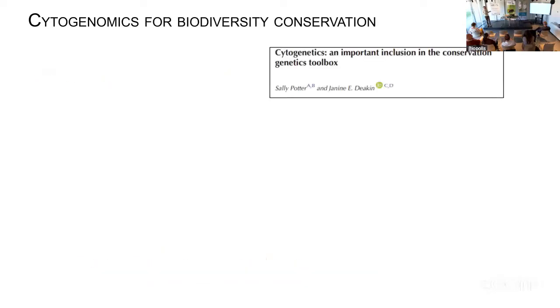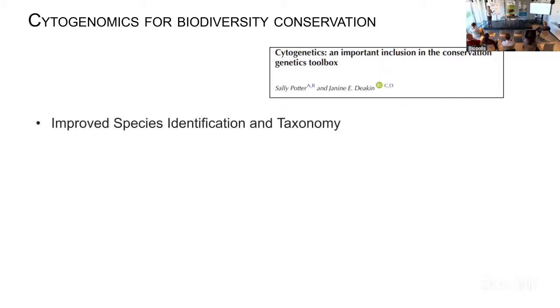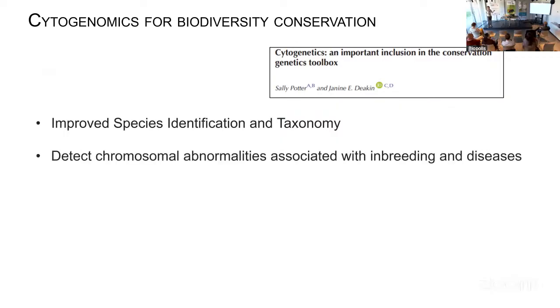But is all this useful also for biodiversity conservation? Well, actually, there are some authors like Potter and Deakin that stated in this paper that cytogenetics should be included in the conservation genetics toolbox. And I think it's something very nice to mention about this technique, that it can improve species identification and taxonomy. It can help the detection of chromosomal abnormalities associated with inbreeding and disease.